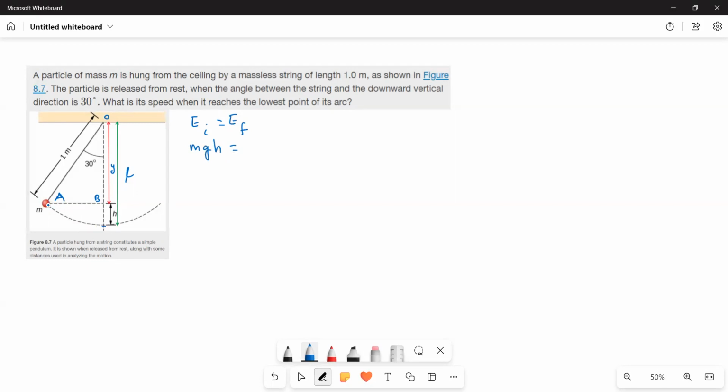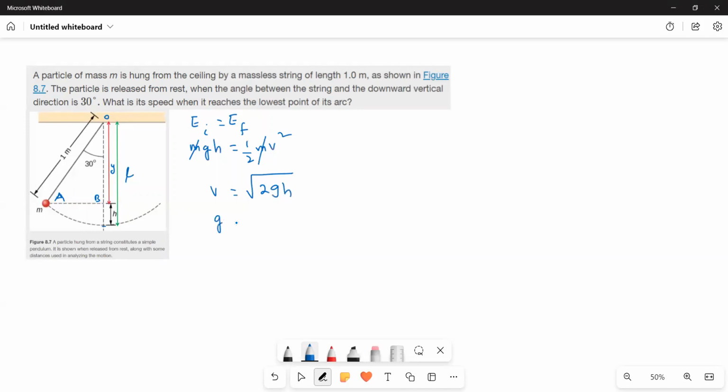So what is the energy at the lowest point? From here, we are releasing the pendulum. So the pendulum comes to the mean position or the equilibrium position. At the equilibrium position, the pendulum has only kinetic energy. Therefore, here it has half mv square. Okay. Now, mass cancels out. We are left with v is equal to square root of 2gh.